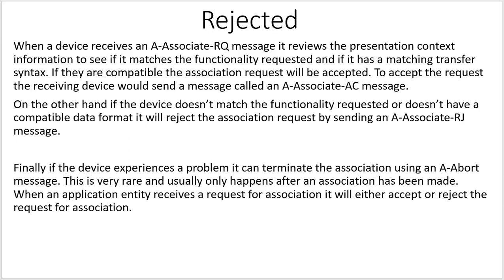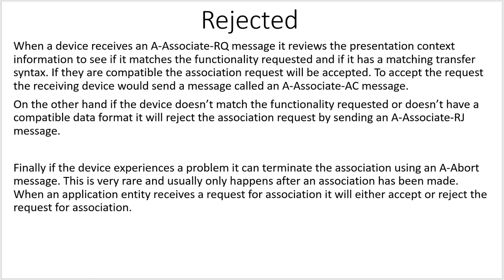Sometimes associations get rejected. This is kind of like dating. When a device receives an associate request message, it reviews the presentation context information to see if it matches the functionality requested and if it has a matching transfer syntax. If they are compatible, the association request will be accepted. To accept the request, the receiving device would send a message called an associate AC or accept message.